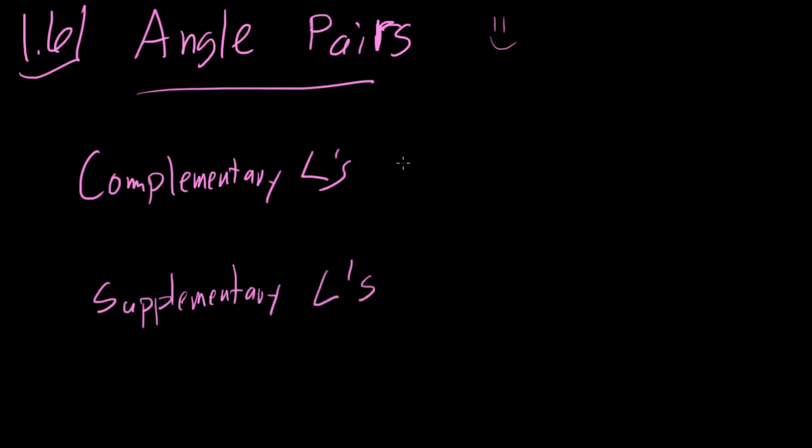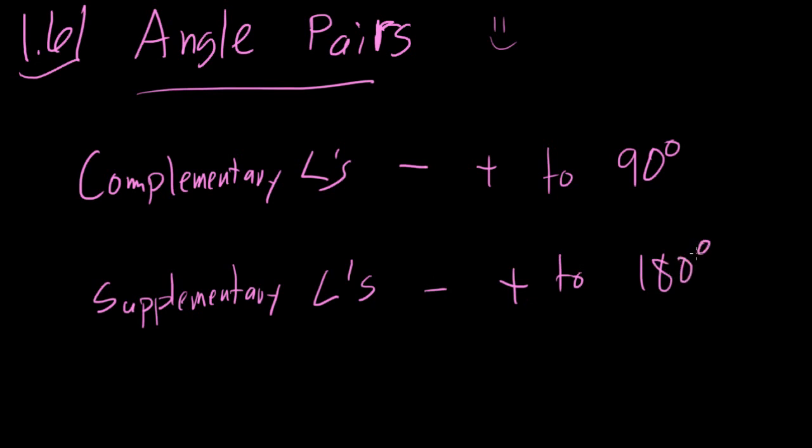Complementary angles are two angles that add to 90 degrees. And supplementary angles add to 180 degrees. These are both angle pairs, so there's two of them. They may or may not be adjacent.